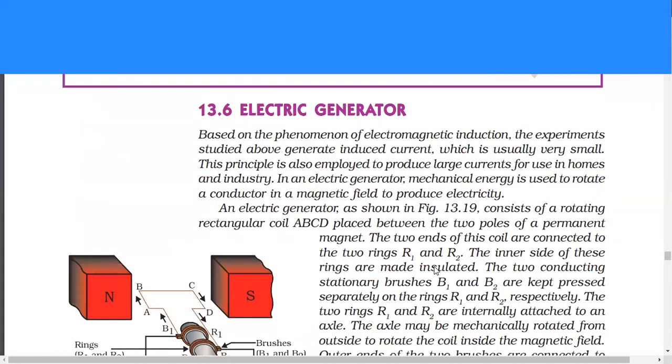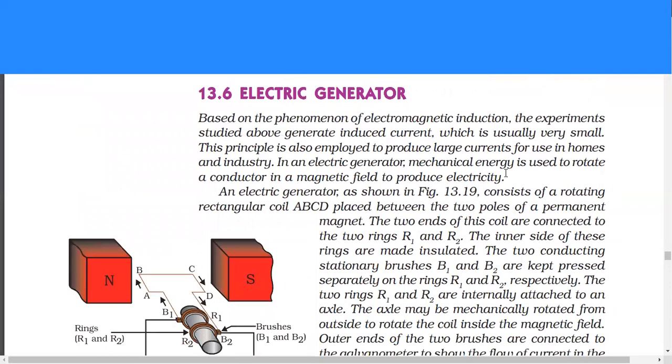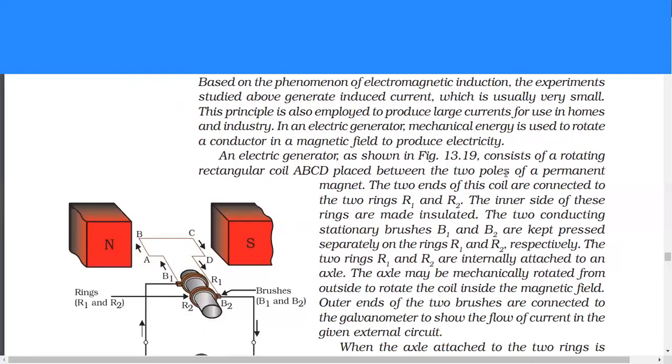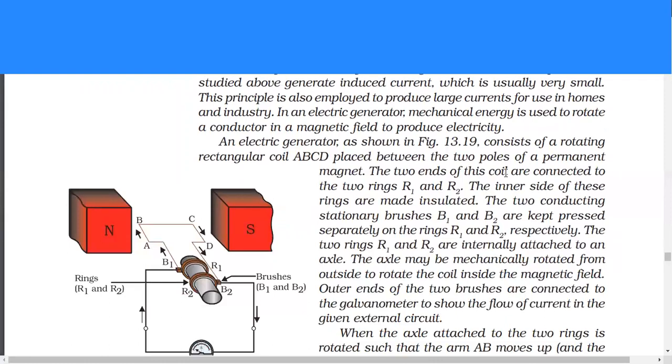Electric generator. Based on the phenomena of electromagnetic induction, the experiments studied above generate induced current which is usually very small. This principle is also employed to produce large currents for use in homes and industry. In an electric generator, mechanical energy is used to rotate a conductor in a magnetic field to produce electricity.